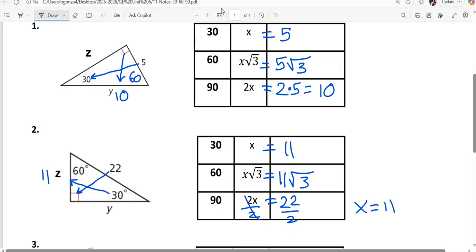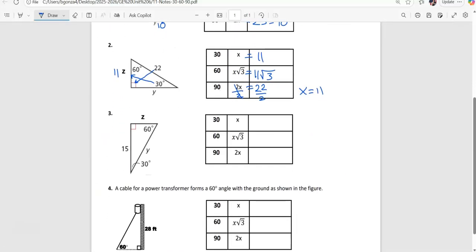The next two are where it gets more complicated, and that's fine. The only time this gets more complicated is when the number across from 60 is a whole number, and I'm just double checking here. None of these have across from 60 as a whole number, so that's it. We're just going to skip 3 and 4. We're going to call it a day on the notes, okay?